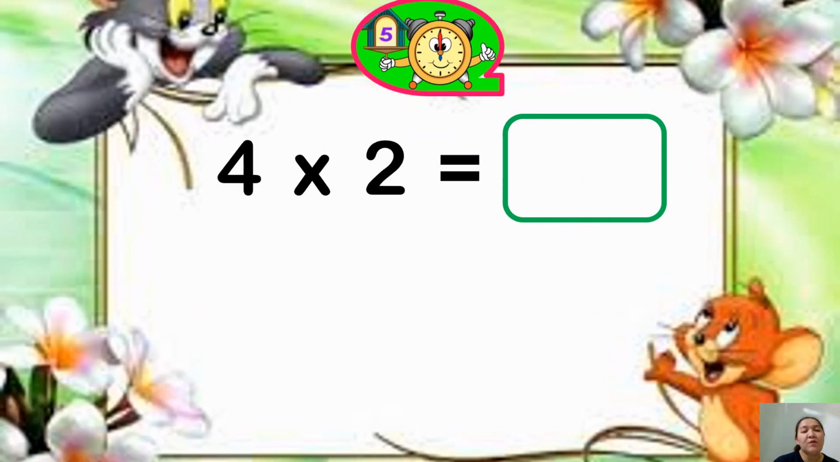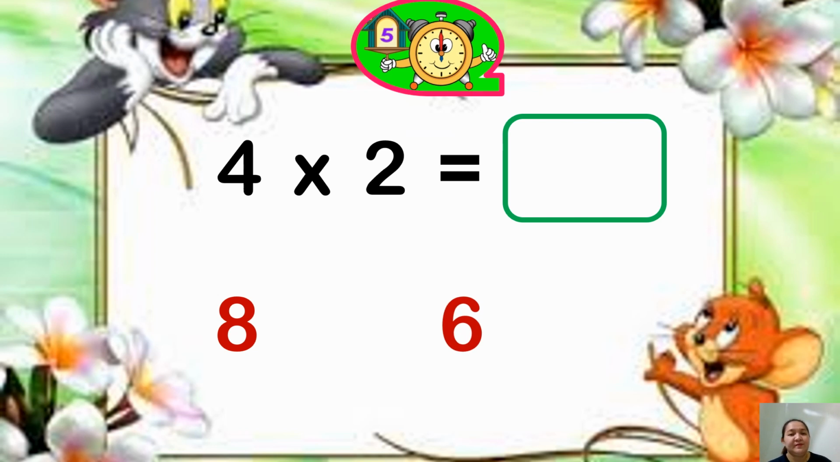Next, 4 multiplied by 2 or 2 multiplied by 4 is 8 or 6. Is it 8 or 6? What's your answer? The correct answer is 8.